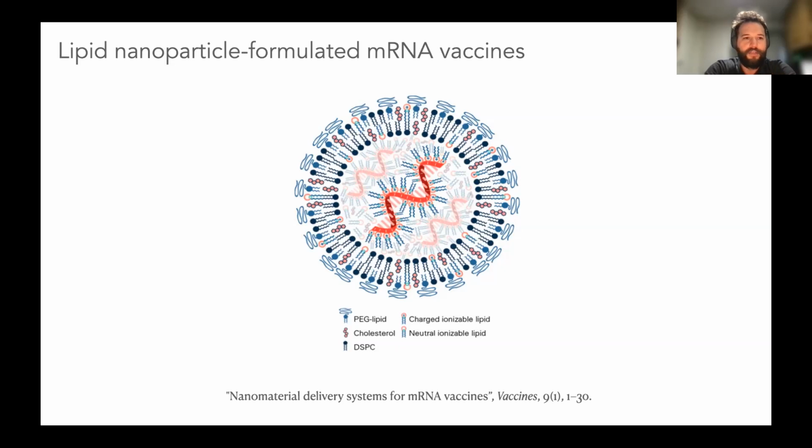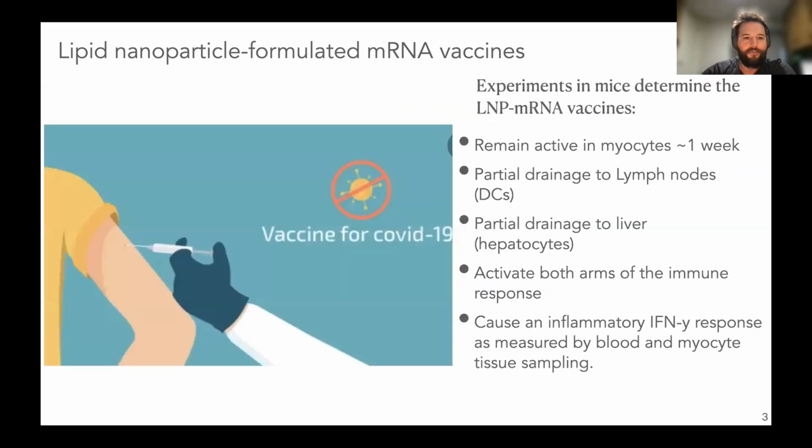From mouse studies, we know it remains active in the muscle for about a week, at least in mice. And so far, we haven't done a study with fluorescent proteins in humans yet to figure out the human equivalent. But it's the mouse papers that we're basing our models off of. And so the experiments in mice determined that it remains active in mouse for about a week. By active, I mean there's spike protein being produced in the muscle cells for approximately 1 week.